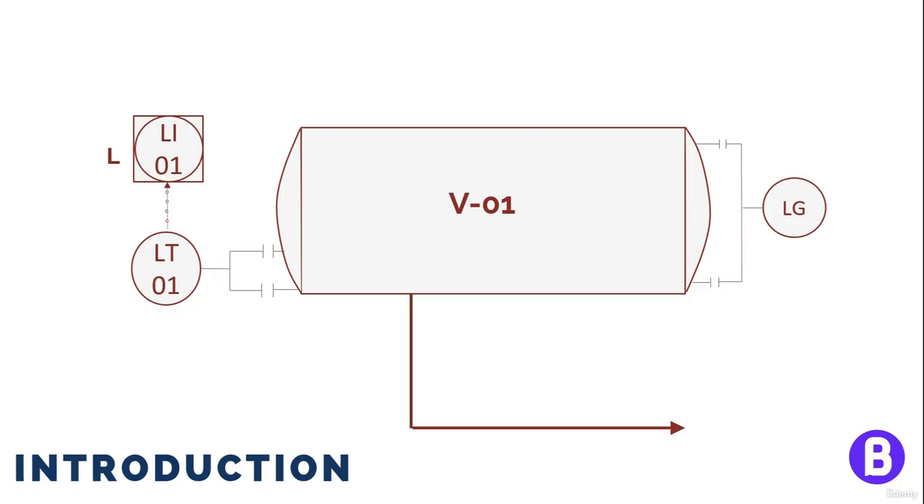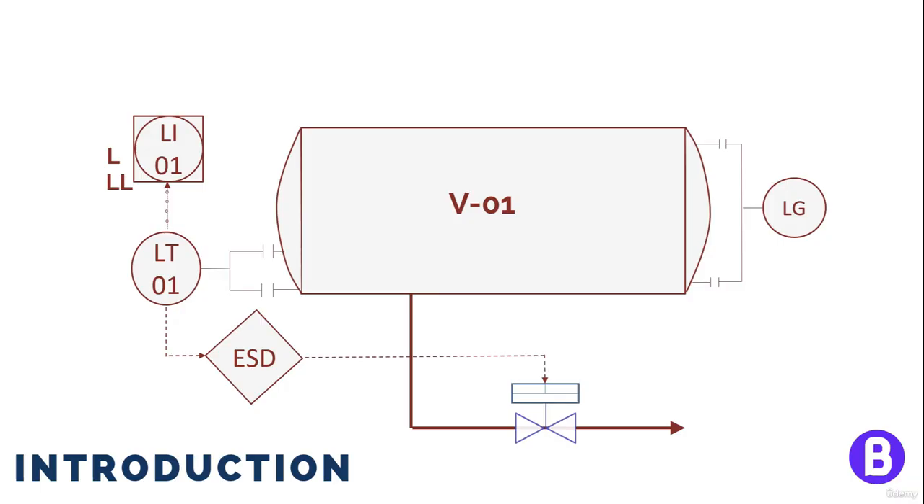If this level instrument is used to protect the system from very low level, then in this case, we shall see the transmitter connected to the emergency shutdown system, or in other words, ESD. The ESD receives a very low level signal, and based on this signal, it shall send an output signal to close this shutdown valve, or in other words, on-off valve. So we should show any shutdown actions that are expected to be triggered in case of very high or very low level, pressure, temperature as applicable.